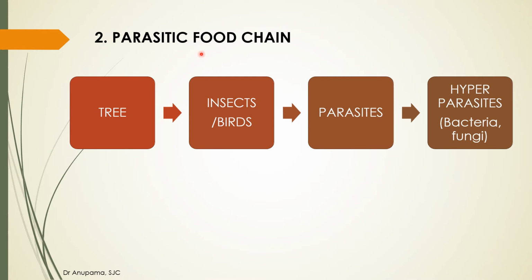The second one is the parasitic food chain. In the parasitic food chain, say for example, let us consider a tree. A tree has several insects predating on it as well as birds feeding on it. These will have parasites, and the parasites in turn will have hyperparasites like the bacteria and fungi. These can be small worms which in turn can have hyperparasites. So this is the parasitic food chain.